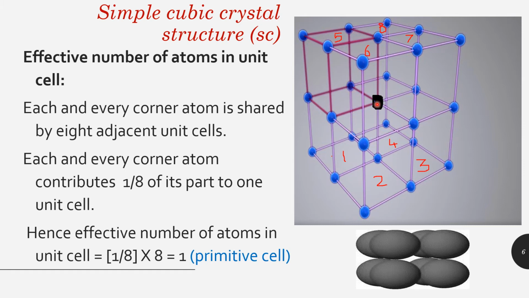This can be said for all the corner atoms of this unit cell, that they are being shared by 8 unit cells. So each and every corner atom contributes 1/8 of its part to one unit cell. So we have 8 corners, and 1/8 into 8 will be equal to 1. Such a type of cell where the effective number of atoms is only 1 is called a primitive cell.